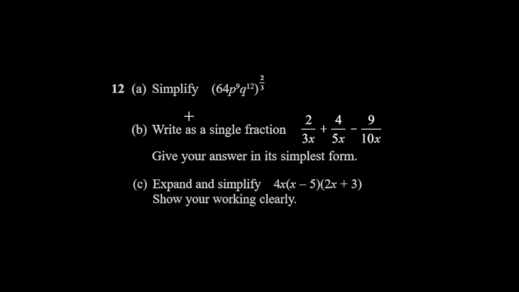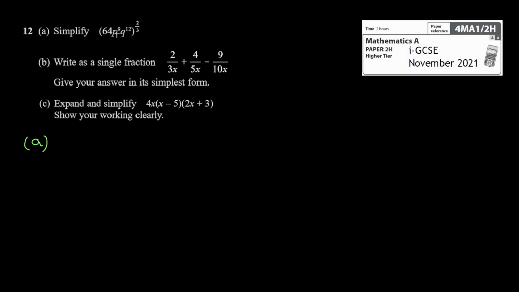Question 12 takes us straight back to algebra, fractions, and a bit of expansion to do. Everything in the bracket is affected by the fraction 2 over 3. So this breaks down to 64 raised to the power 2 over 3 multiplied by p to the 9 raised to the power 2 over 3 multiplied by q to the 12 also raised to the power 2 over 3. We can split the 2 over 3 into two operations.